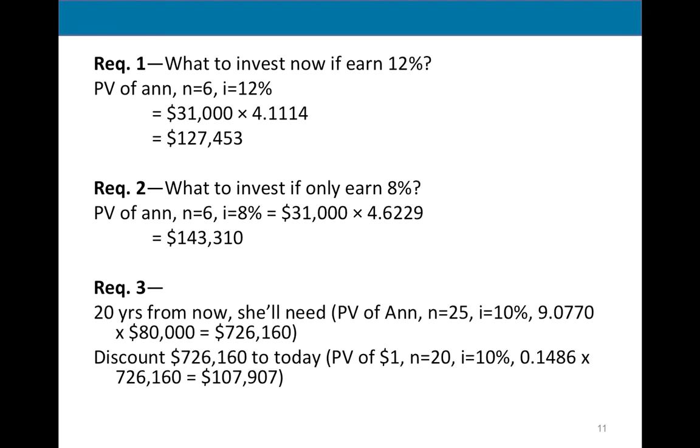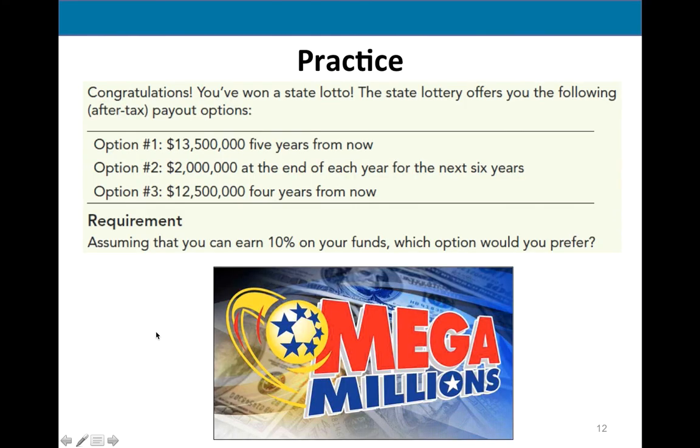And then I take 726,160 and discount it to today. So I use table B1. It's 20 years from now, 10%. And this is the present value of $1 factor. So if she invests today $107,907, keeps it in the investment that pays her 10%, she keeps it for 20 years, then 20 years from now it will grow to 726,160, which will pay her $80,000 every year from that investment for 25 years.